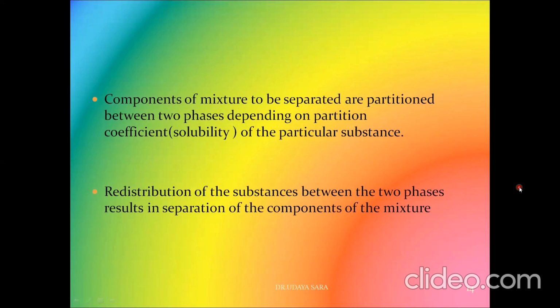So the components which we are going to separate get partitioned across the stationary phase and the mobile phase based on the partition coefficient, otherwise known as the solubility of a particular substance. They get separated across the two phases by the redistribution of the substances between the two phases, resulting in the separation of the components.